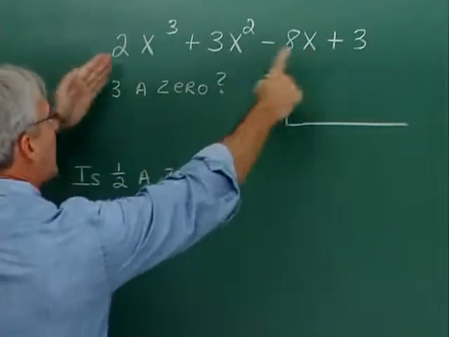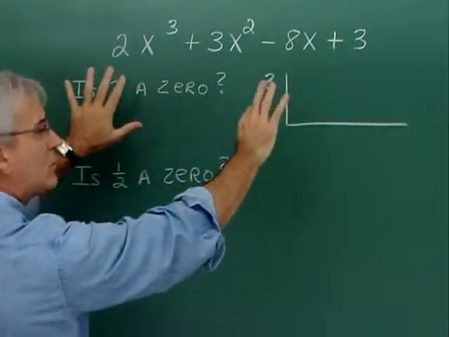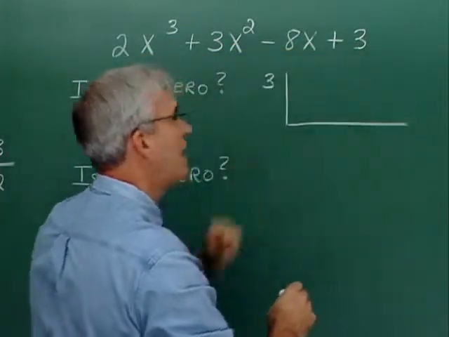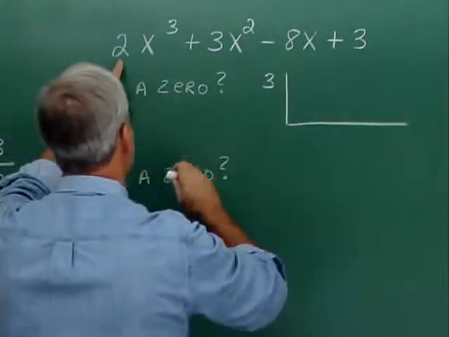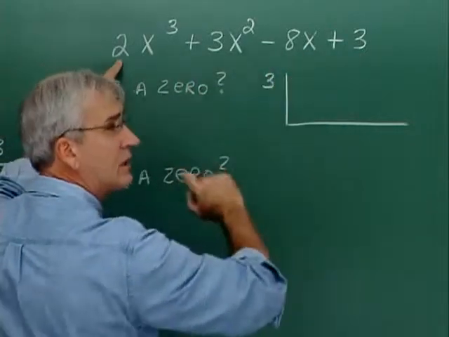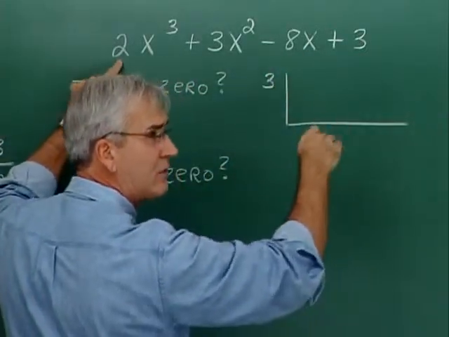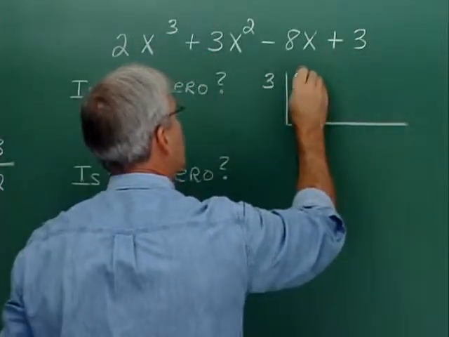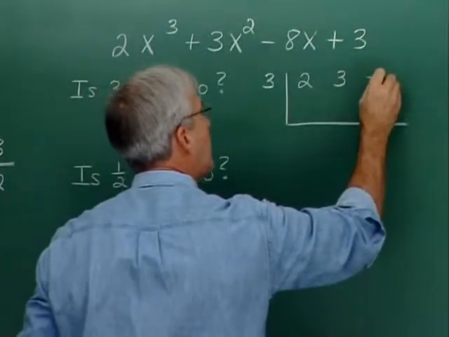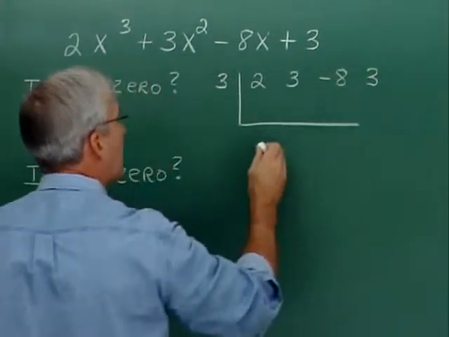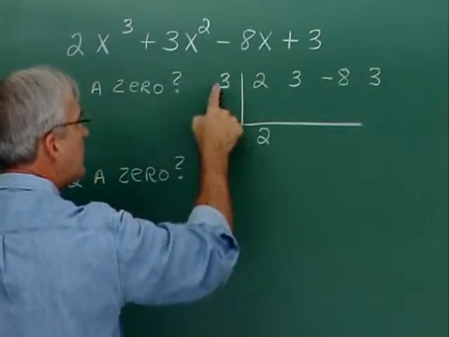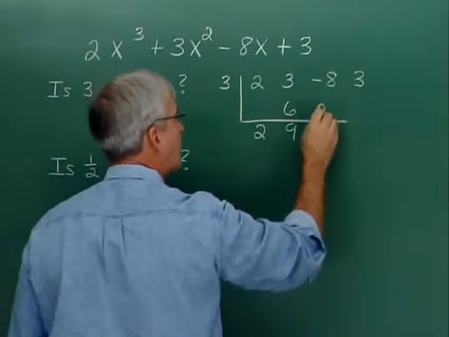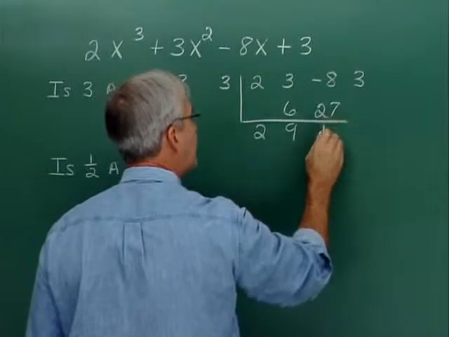We have 3. Now I'm looking up here to see if we have any gaps in terms of the exponents. We have an exponent of 3 here, 2, 1, and the constant. So no gaps, and I'm just using therefore the coefficients and the constant. If we had a gap, we'd have to put a 0 in as a placeholder. So we have 2, 3, negative 8, 3. Now dividing synthetically, we bring down the 2. 3 times 2, 6. 3 and 6, 9. 3 times 9, 27. 27 with negative 8 is 19.